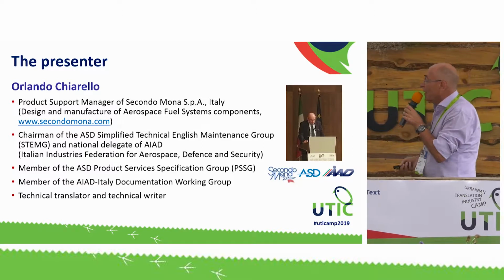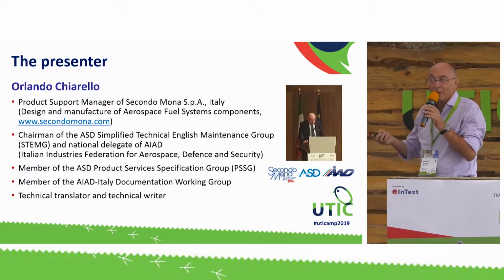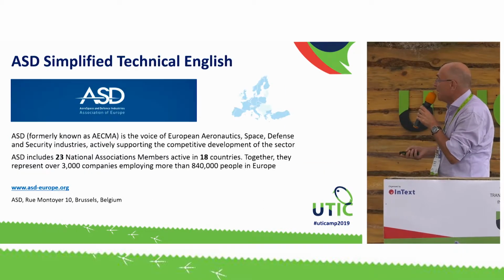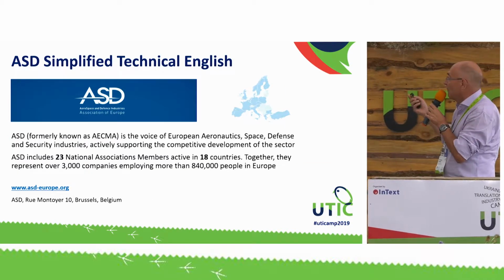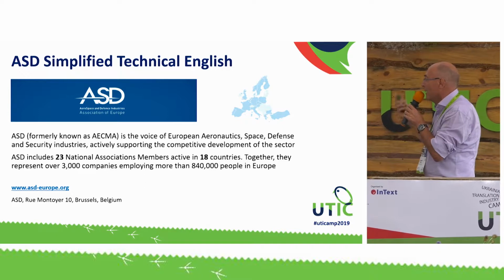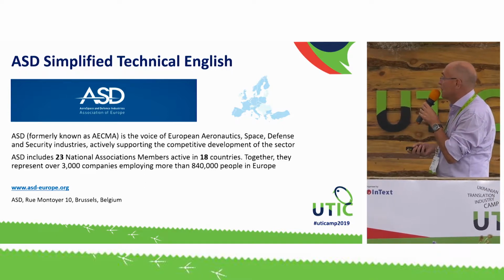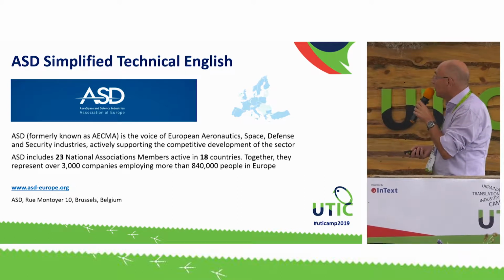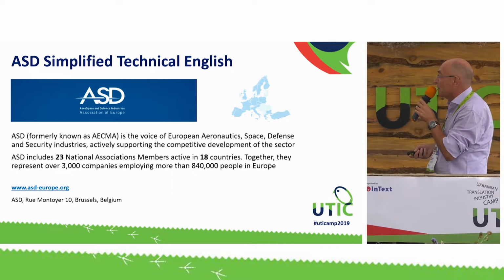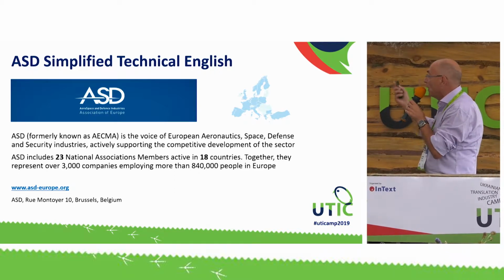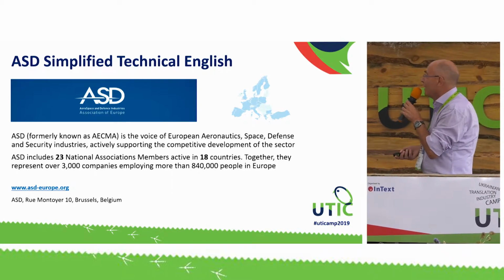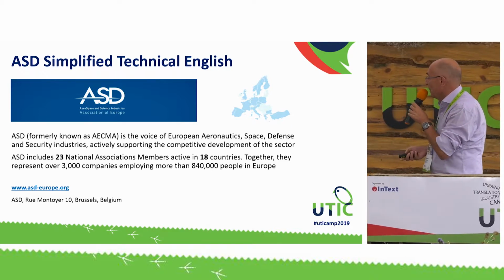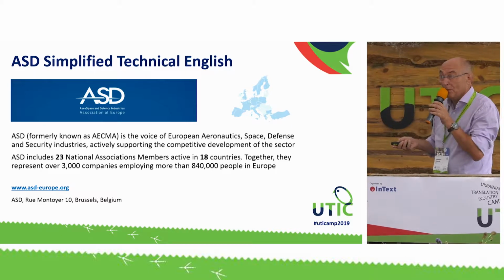So, first of all, ASD. What is ASD? ASD is the European Association of Aerospace and Defense, and this includes 23 national association members in 18 countries, and together they represent 3,000 companies, employing more than 840,000 people in Europe. It is located in Brussels.